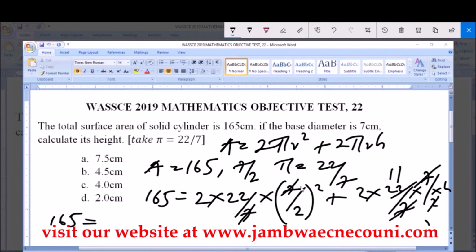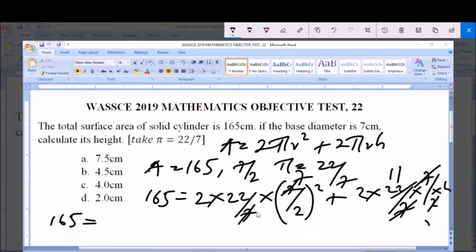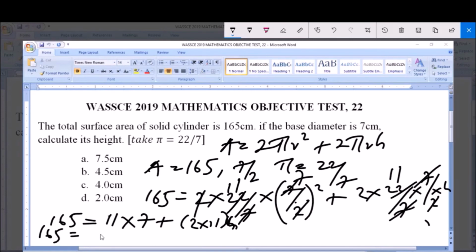So we have that our 165 will be equal to, this cancels this, we still have 7 over 4, 2 cancels 2, and here it becomes 11. So we have 7 times 11, so 165 becomes 11 multiplied by 7 plus 2 multiplied by 11h. Now 165 is equal to 11 times 7 gives you 77, plus 2 times 11 gives you 22h.